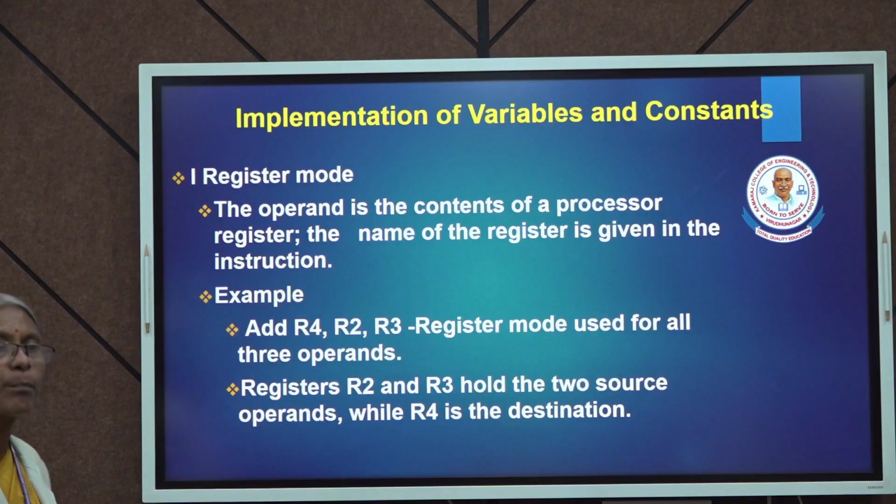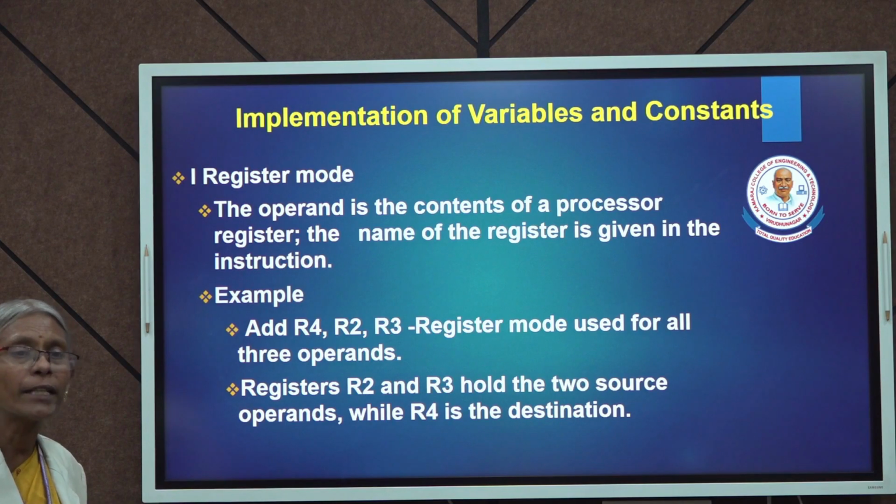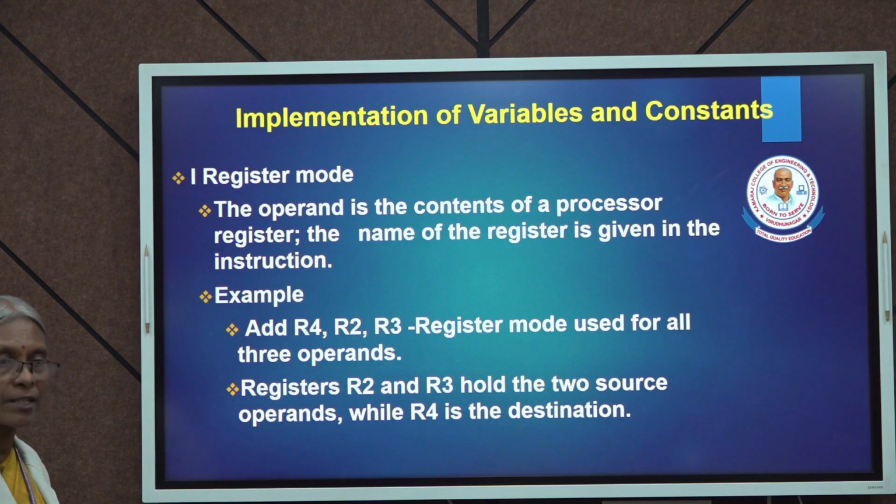So let us see the implementation of variables and constants, where in the program we have the variables and the constants. So we have to access them. For accessing them, we have one addressing mode which is called register mode. Here the operand is the contents of a processor register. The name of the register is given as the operand.